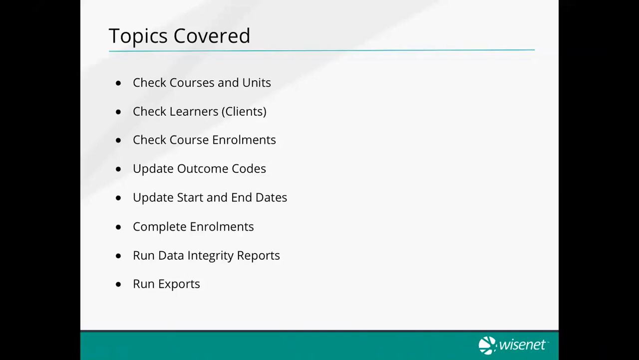We will also be running some data integrity reports to check your NAT 60, which is your unit file, NAT 80, your learner file, NAT 120, your enrollment file, and NAT 130, the qualification file, because these are the four main NAT files that you'll be submitting. Most of the errors come around the unit enrollment, the client, and the qualification files. So I'll be concentrating on those four files, and then I'll also be showing you how to run exports to submit to the government. So I'll quickly log into Wisenet.